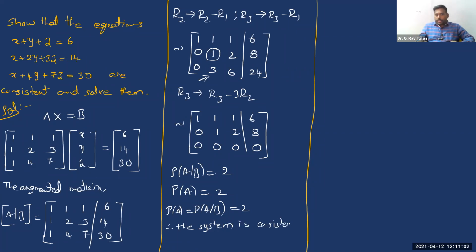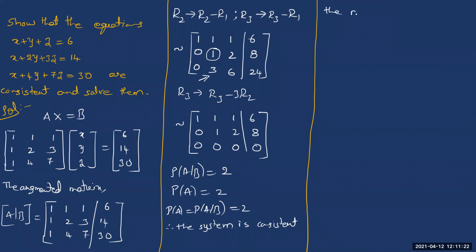Now, when the system is consistent, there may be a single solution or there may be infinitely many solutions. And how to verify that? We need to compare this rank, whatever you got here, with the number of unknowns. See, how many unknowns are there? The number of unknowns. 3. Yeah, there are 3 unknowns, X, Y, Z. So therefore, the number of unknowns in the given system is exactly 3.